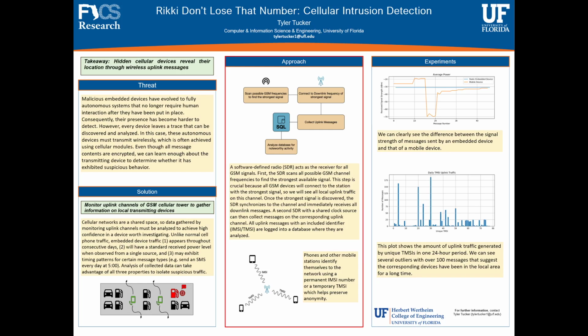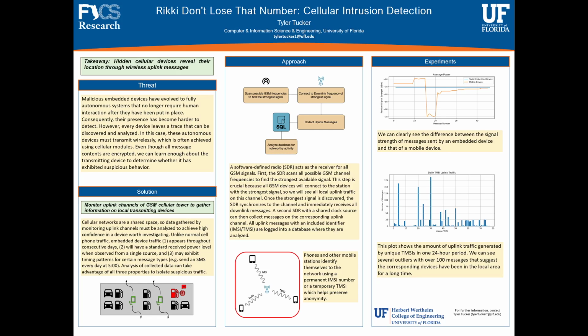So our approach, we're using an SDR, or software-defined radio, to receive all of our GSM signals. And first we're going to scan all possible GSM frequencies to find the strongest signal, and then connect to that signal. Next, we're going to collect all the uplink messages of interest. We're going to save that to a database. Meanwhile, we're going to be analyzing this database for noteworthy activity, namely the three main behaviors I mentioned earlier.